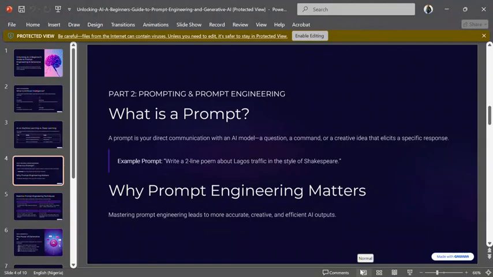Sorry, can you come with the question again? Write a two-line poem about Lagos traffic at 5:00 p.m. in the style of Shakespeare.